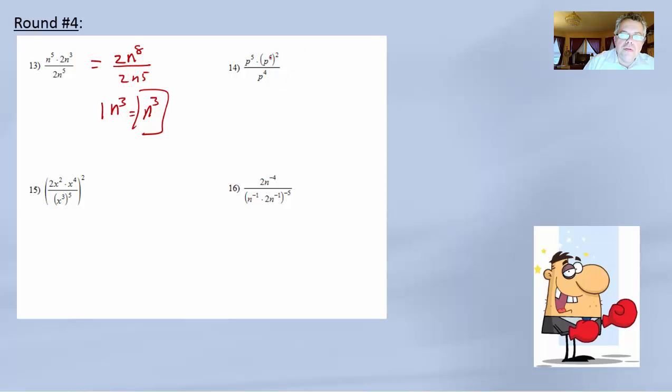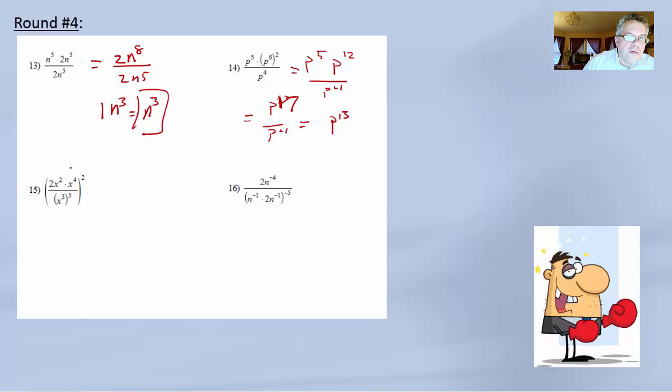All right, I'm going to do this parentheses first. p to the 5, p to the 12, divided by p to the 4th. Okay, add exponents. That's going to be 17 over p to the 4th. So 17, believe it or not. And so 17 minus 4 is p to the 13. Okay, wow, that's really bad.